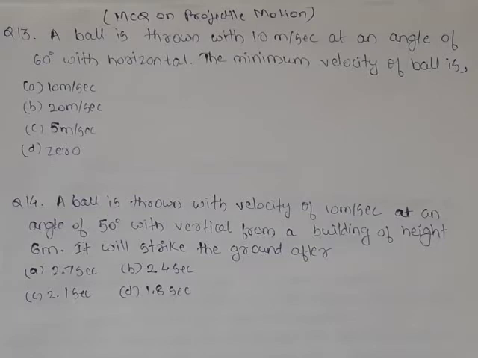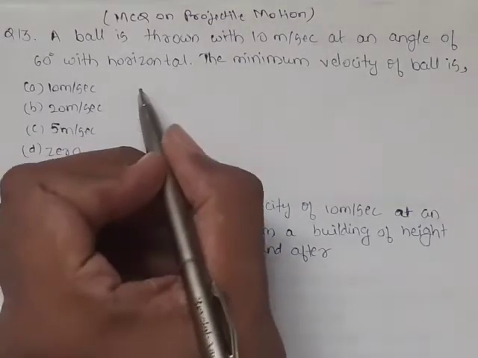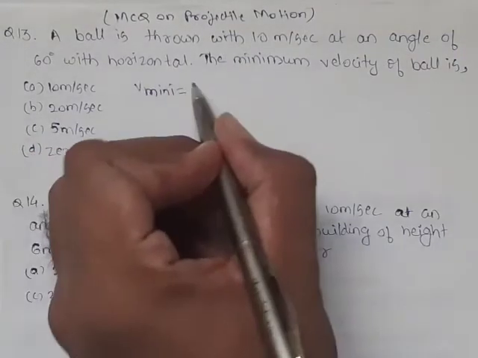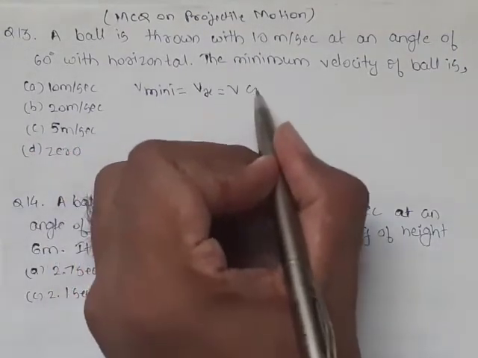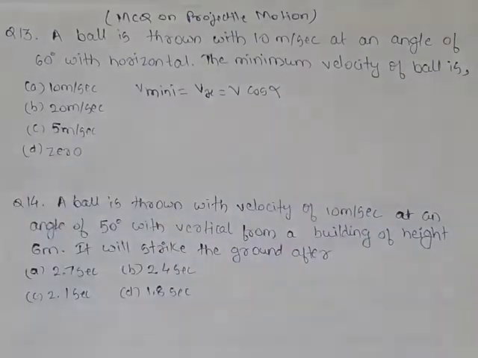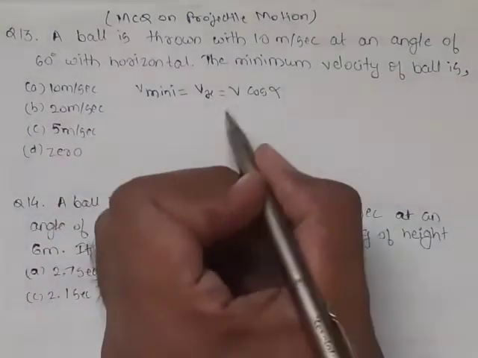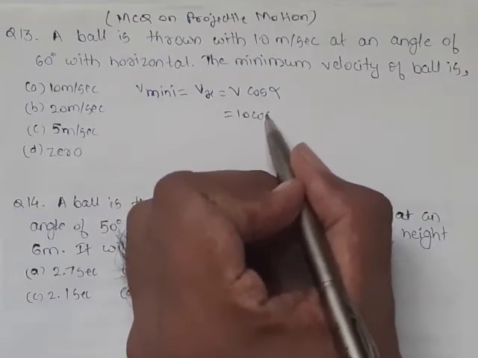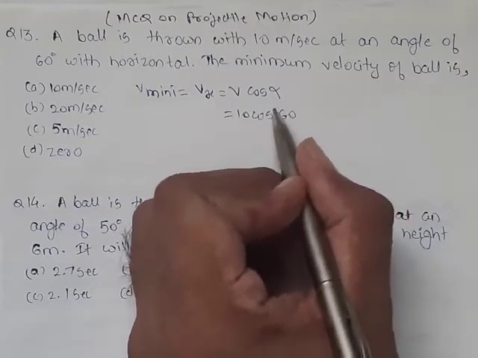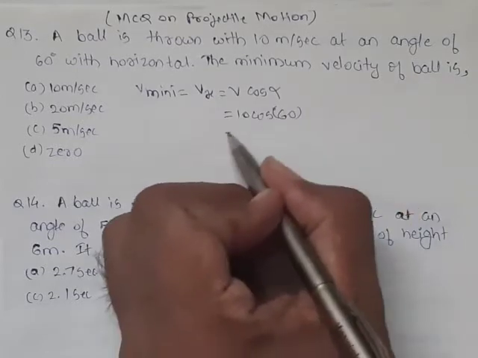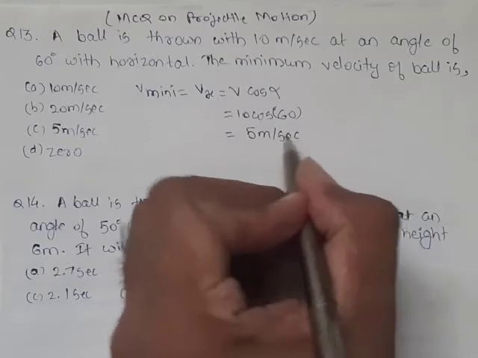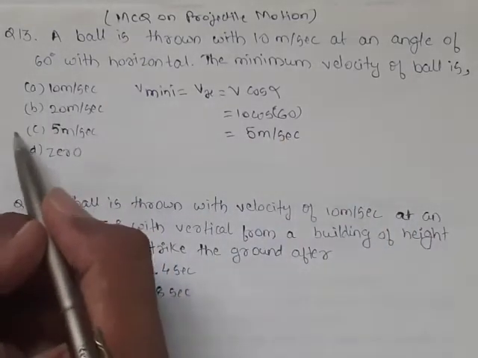The minimum velocity is found at the top, and it is only the x component of velocity. So v minimum is equal to vx, equal to v cos alpha. It is the x component, or cos component, of velocity. The velocity v at the start was 10 and angle alpha was 60. So v cos 60 degrees equals 5 meters per second. So for question 13, option C is correct.